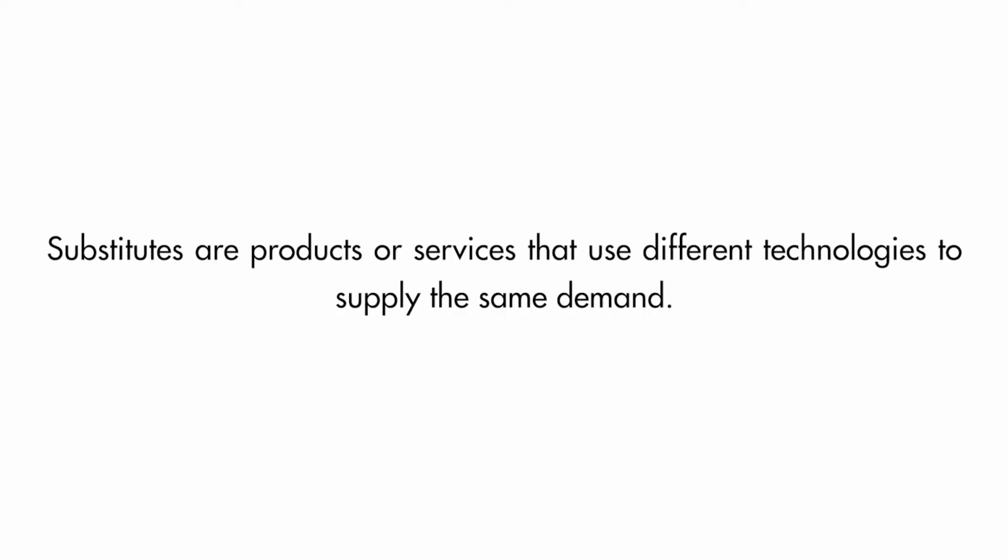Marketing Management by Kotler and Keller defines substitutes as products or services that use different technologies to supply the same demand. For instance, a bicycle is a substitute for a motor scooter. Also meat, poultry and fish are substitutes. But Coke and Pepsi are not, they are just competitors because they are using the same technology. It's soda.